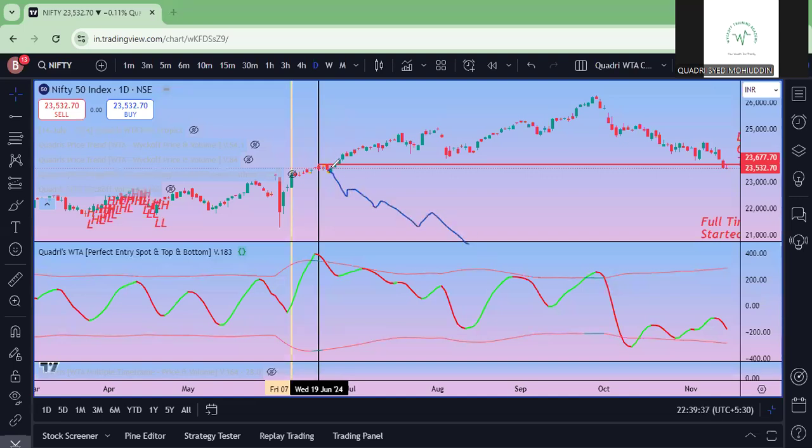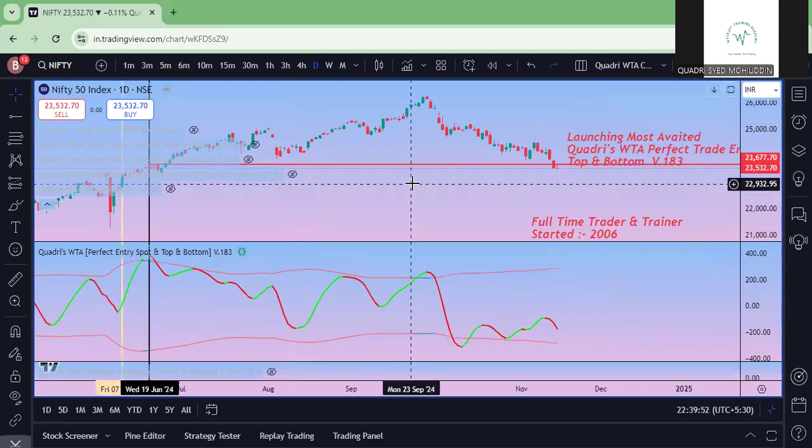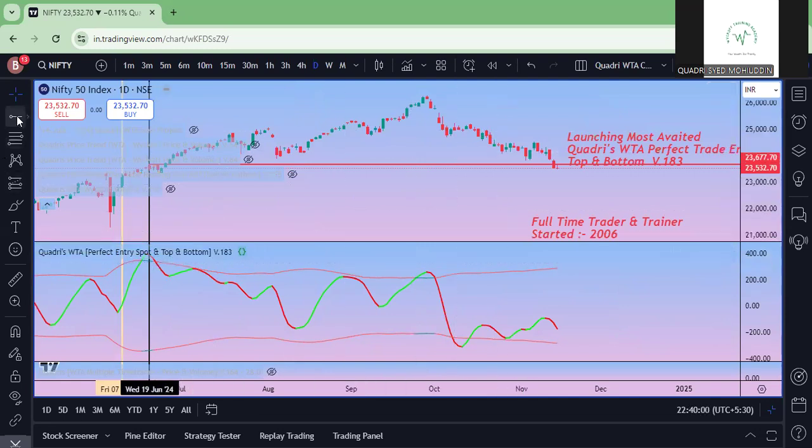That means it will break this, and it will come back and test it, and then there you can go. So this tool is specially meant for the traders who are looking out for a greater risk to reward ratio, a big risk to reward ratio. So having said that, after that, what happened?